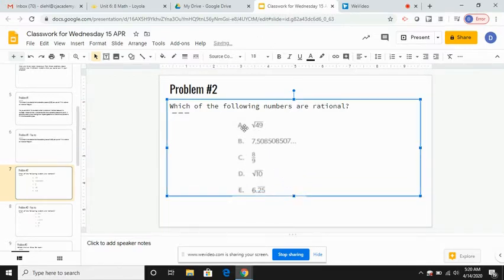So far, our choices are A and C. For E, I have this repeating line, which means that this is 6.2525252525, and we know repeating decimals can be written as fractions and are rational. Therefore, A, C, and E are rational.